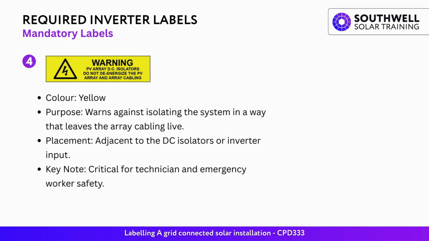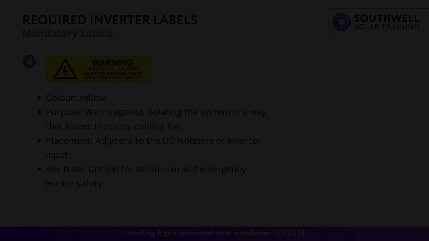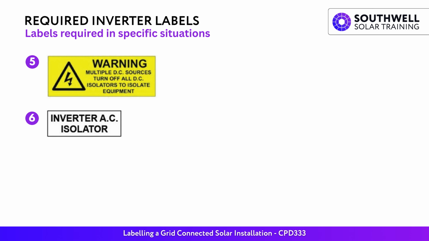Number 4. Warning label, PV array DC isolators. This is installed adjacent to the PCE and is also often combined with the shutdown procedure label. It must state: "PV array DC isolators. Do not de-energize the PV array and array cabling." It's your choice to combine it with the shutdown label, or you can keep it separate for clarity. Use durable material that won't fade or peel. Now, labels only required for the inverter in specific situations.